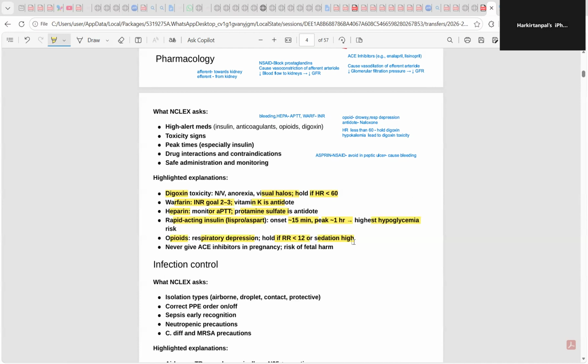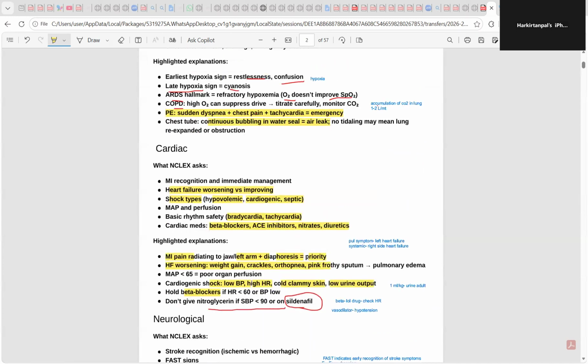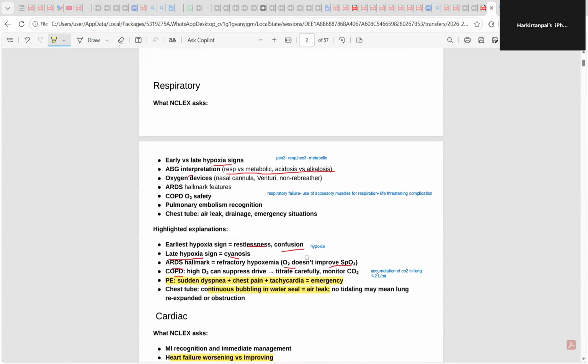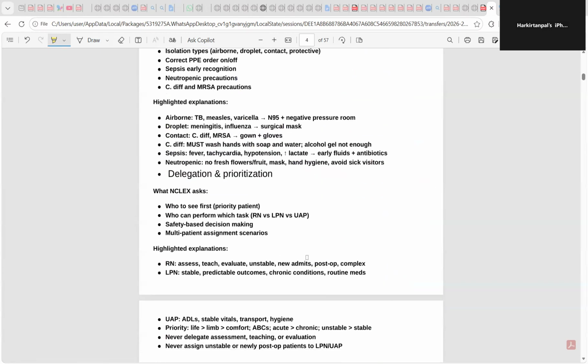ACE inhibitors are not recommended in case of pregnancy because there is a danger to the fetus. So ACE inhibitors are not recommended for a pregnant mother. These are the systems mainly focused on for the question, not completed, but there are some musculoskeletal and some important points I want to discuss also.